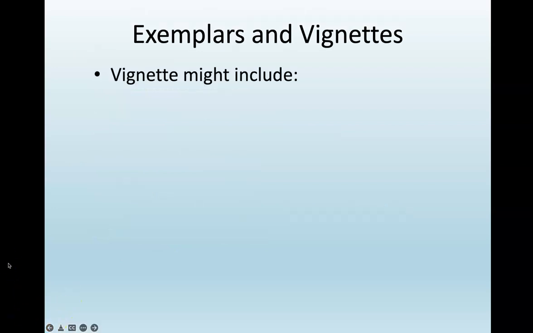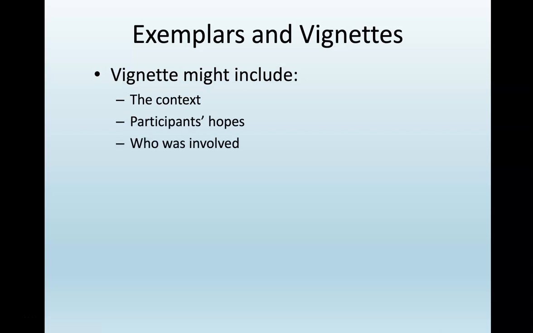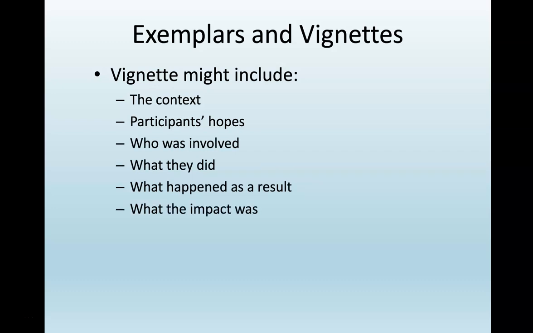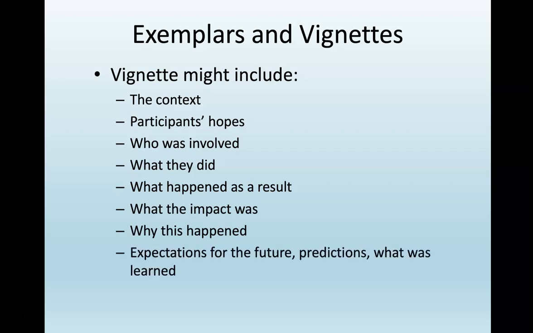Here are some guidelines or tips for speaking with a participant about a situation when constructing exemplars and vignettes. With vignettes, you should consider the context, participants' hopes, who is involved, what they did, what happened as a result, what the impact was, why this happened, the expectations for future predictions, and what was learned.